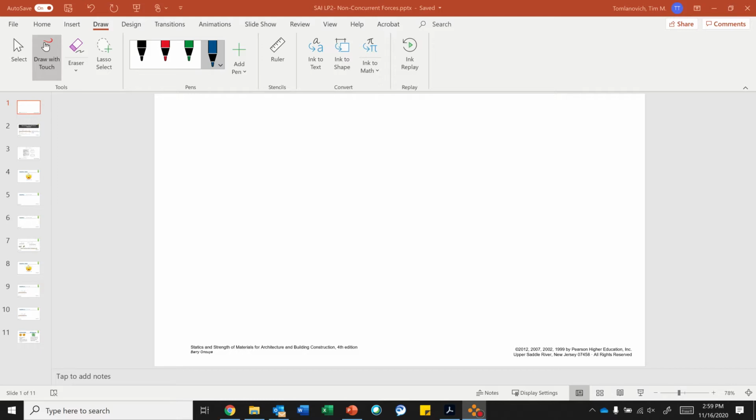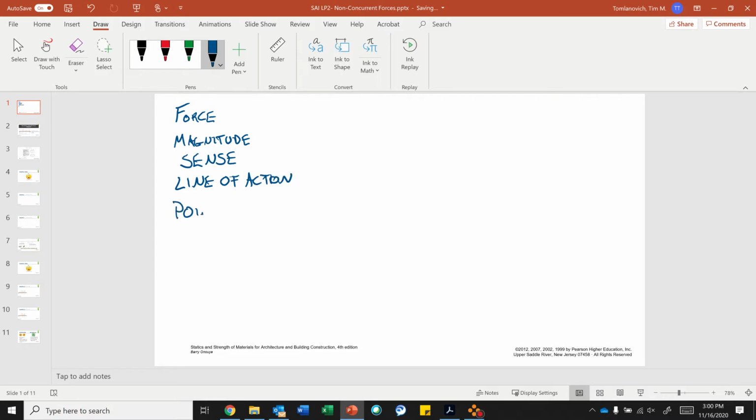So far, what we've learned, we know there are forces on buildings. So we know a force has a magnitude, it has a sense, it has a line of action, and a point of application.